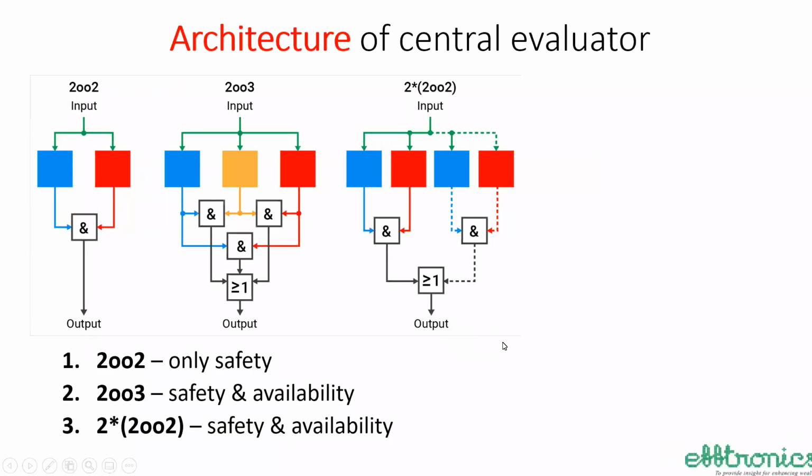This is the architecture of a central evaluator. Here also the same diagram that we have seen previously: 2 out of 2, 2 out of 3, 2 out of 2 in hard standby. This is the third one. So all the 3 models are there. Most of the things are nowadays 2 out of 3. And there are many with just 2 out of 2, without hard standby also.